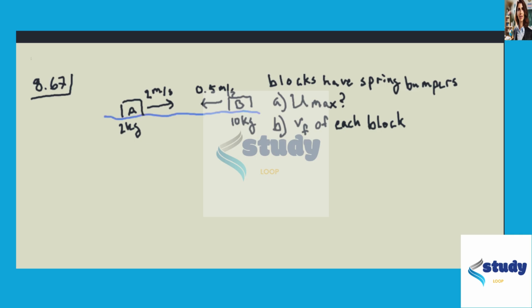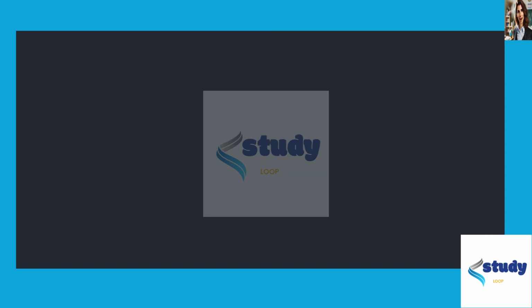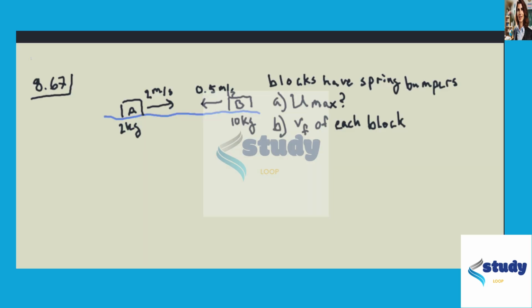We have two blocks moving towards each other on a frictionless table. They have these spring bumper things that make their collisions perfectly elastic. And what we want to know is what is the maximum potential energy that gets stored in the springs, and also what is the final speed of each block and direction.